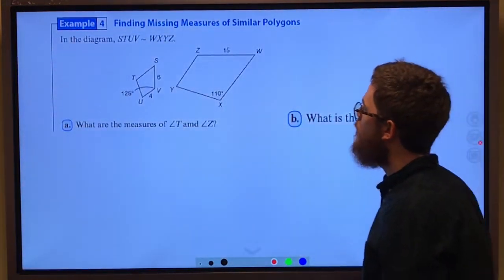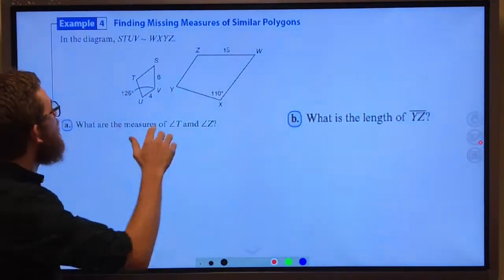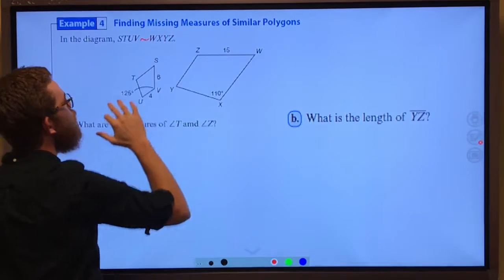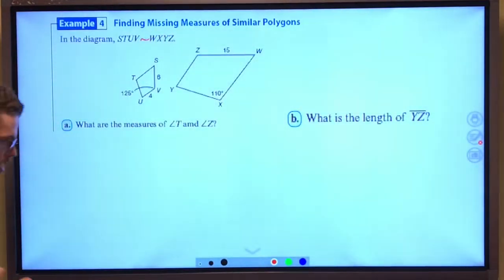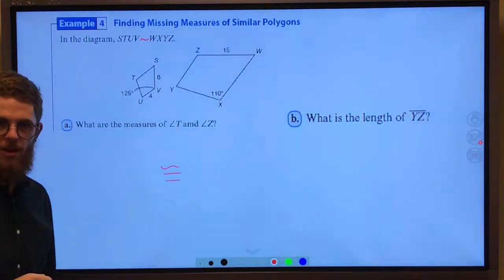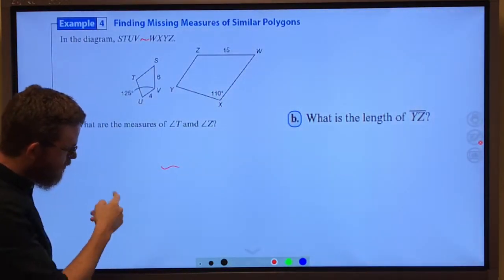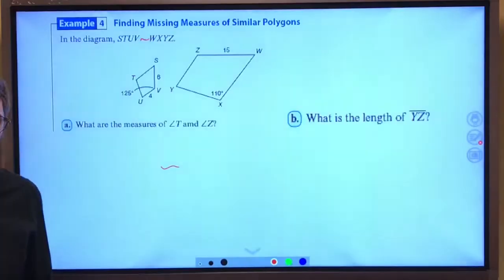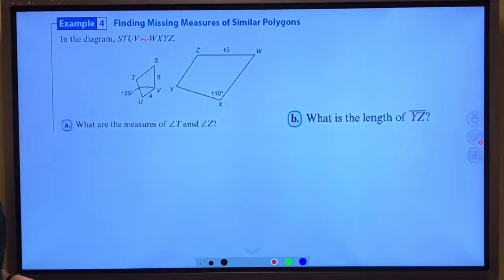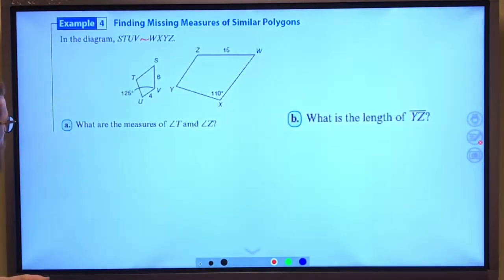So take a look here. We have two polygons, and that is our symbol for similarity. It might be hard to see there. It is basically a squiggly. Kind of like for congruence, we have an equals with that on top. Similarity is just that symbol that's kind of on top of our congruent symbol. So they're not equal, but they are the same shape.